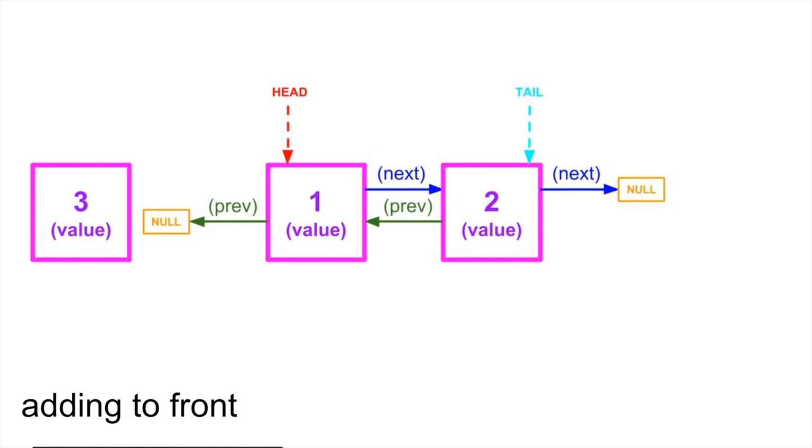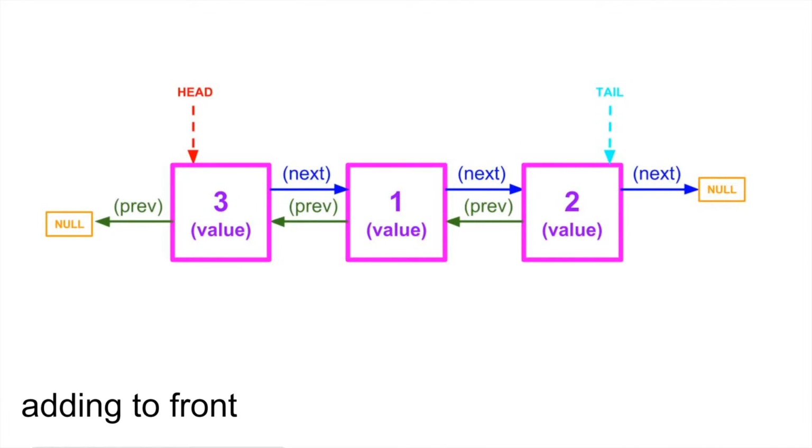We also look at adding to the front. To add to the front of the list, we create this new node 3. Again, the pointers got rearranged. 3's next is 1. 1's previous is 3. Head is now 3, since 3 is now the beginning of our list. And the previous for 3 is null, because the end caps are always null, which means nothing.